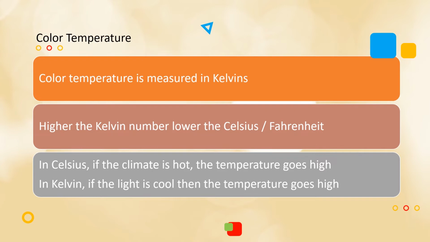As the climate temperature is calculated in Celsius, color temperature is calculated in Kelvins. Kelvin and Celsius are opposite to each other when it comes to calculating degrees. If the Kelvin value is higher, then the Celsius value will be low. In Celsius, if the climate is hot, the degree will rise. In Kelvins, if the color temperature is hot, the values go down.